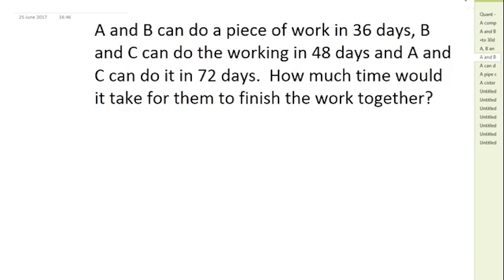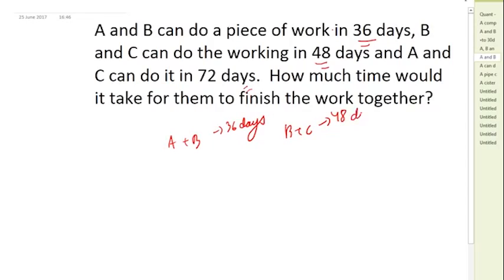A and B can do a piece of work in 36 days. A different version. We'll approach it exactly the same way. A and B do a piece of work in 36. B and C do the work in 48. And A and C can do it in 72 days. So we know 2 at a time how it works. So when A plus B work together, they take 36 days. B plus C, they take 48 days. And then C plus A, they take 72 days.